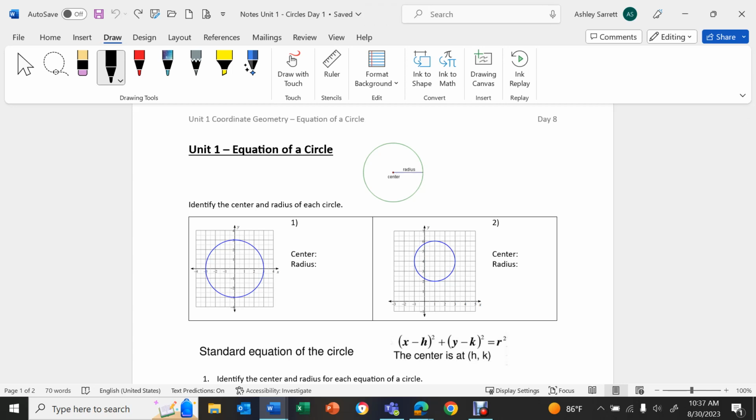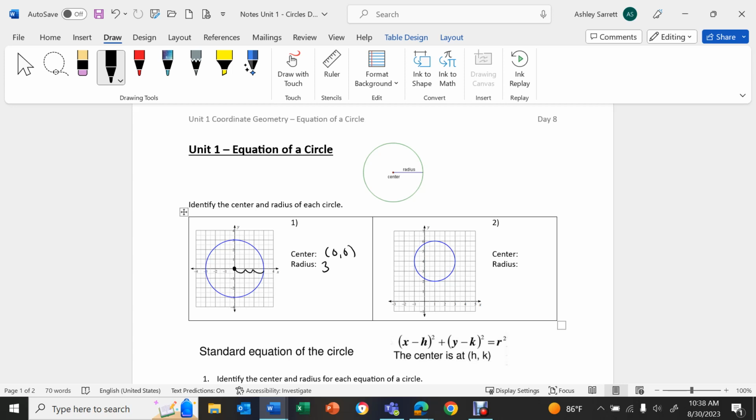So here I have two circles on coordinate grids. This first circle, if I look here, the center is going to be right here, perfectly at the origin. So this circle has a center of 0, 0. Now for the radius, I'm going to count from the center to the outside of the circle. So this is 1, 2, 3 units long. So it has a radius of 3.